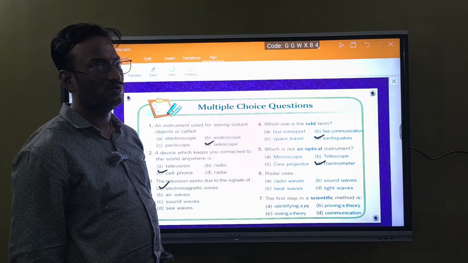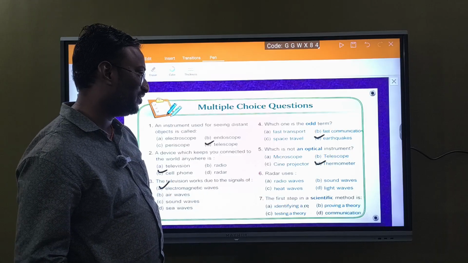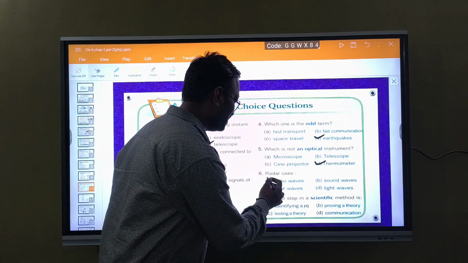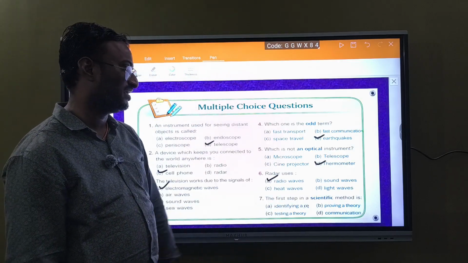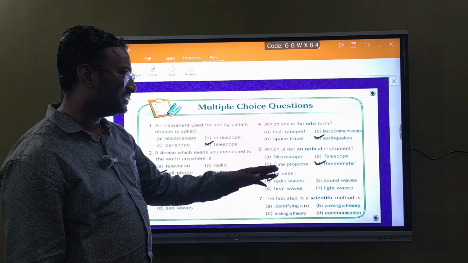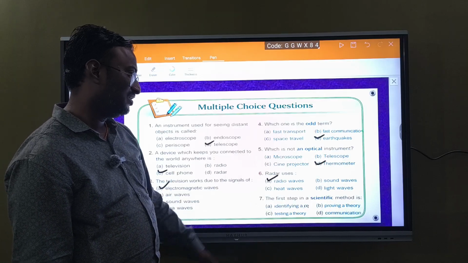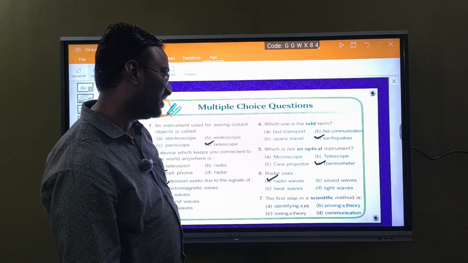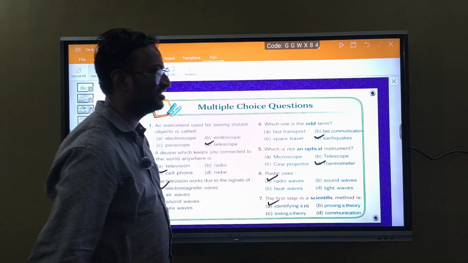Okay, it is a device used to measure the temperature. Right. Radar uses dash. Radio waves, sound waves, heat waves, light waves. It uses electromagnetic waves. Radio waves are part of electromagnetic waves. Right. The first step in scientific method is, we have discussed, identifying the concept, proving, testing, communication. Identifying, that is careful observation.